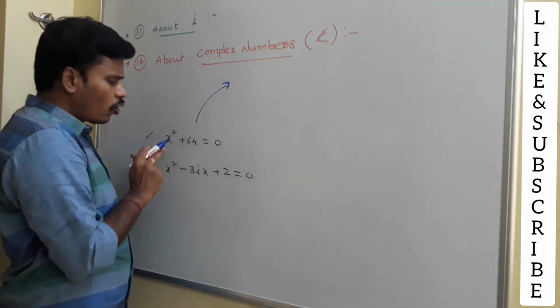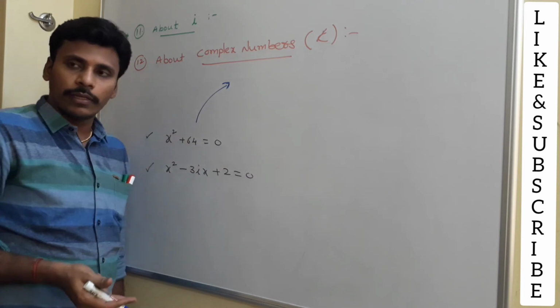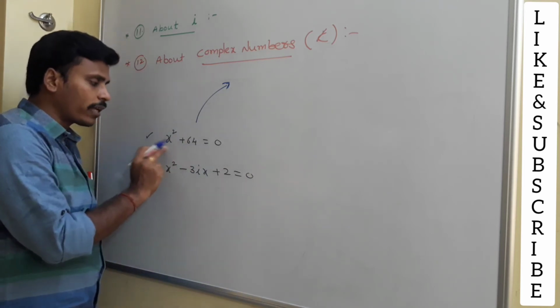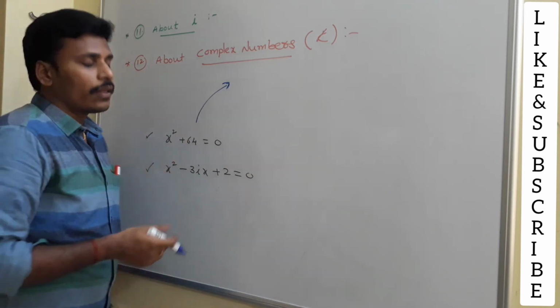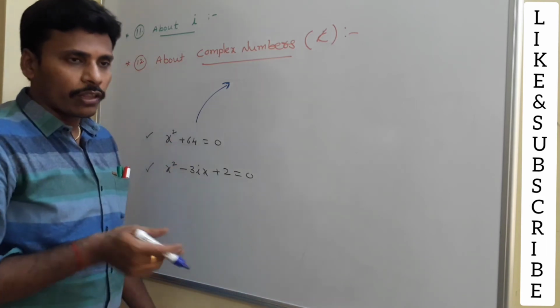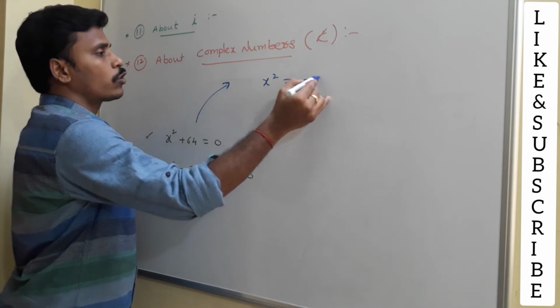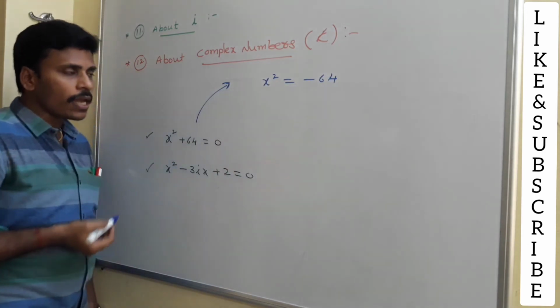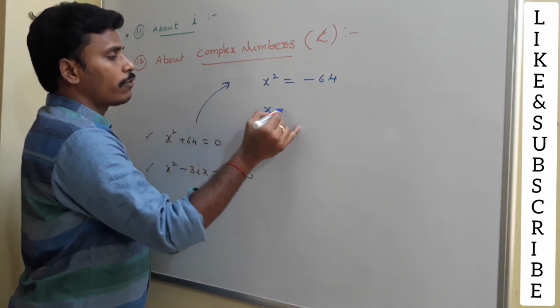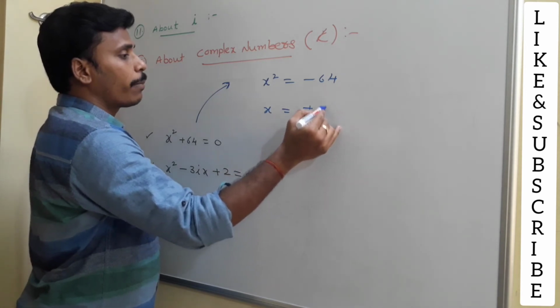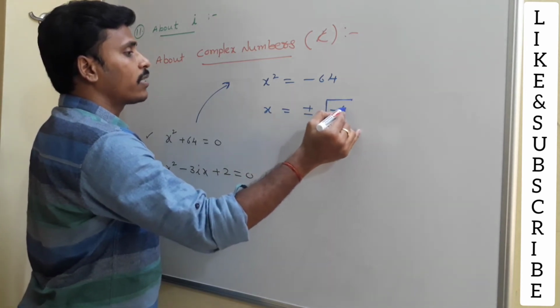See, no need to go with the perfect square method. Directly it is the perfect square. x square is clearly a perfect square, right? Then no need to utilize the factorization method or the formula method. See, directly we have a chance to write that x square is equal to minus 64. Since x square is equal to minus 64, x can be written as plus or minus root of minus 64.